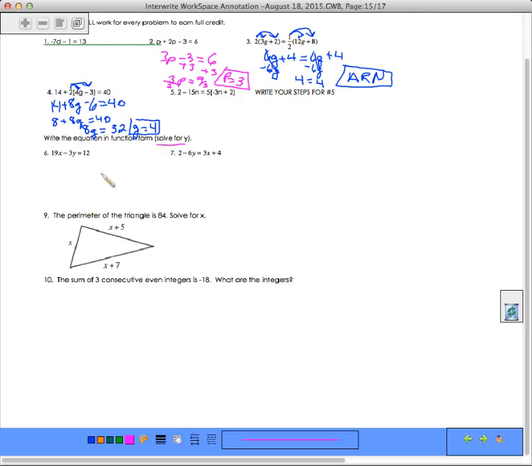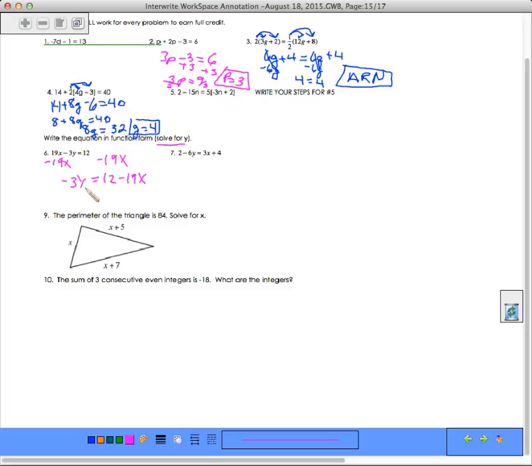So we're being asked to solve for y. So I'm going to subtract 19x. Do not combine these. These are not like terms. This one has an x and this one does not. They are not friends. Don't put them together. So I have negative 3y equals 12 minus 19x.